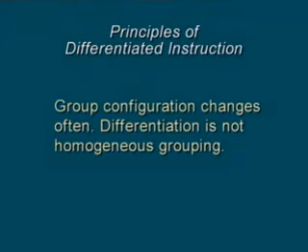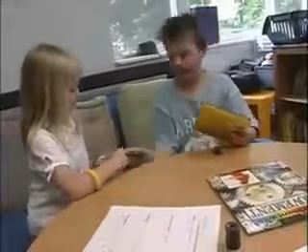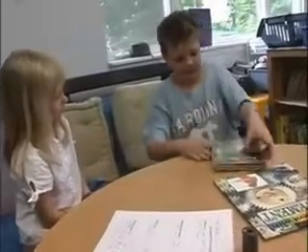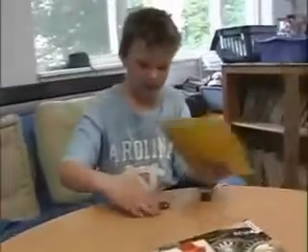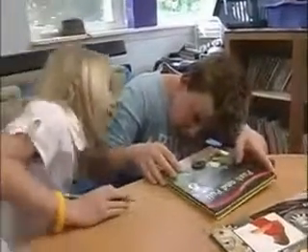Another guiding principle is the need for flexible grouping. What this means is that groups change often, so that students see themselves working with a variety of different classmates. Often in classrooms, students come to associate themselves with a given set of students, sort of the bluebirds and buzzards approach to learning. In a differentiated classroom, some days students work in pairs, other days they may work in larger groups, or perhaps they're working independently. And certainly whole group instruction plays a role in a differentiated classroom.